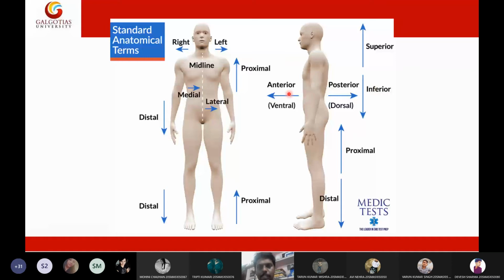And the backside is called posterior. The other names of anterior and posterior are ventral and dorsal. Ventral is the place where the mammary glands are present. It is the place where the stomach and breast are present. Such an area is called the ventral plane. Whereas the backside, where the spinal cord or your buttocks are present, is called the dorsal. So anterior is also called ventral, whereas posterior is called dorsal.